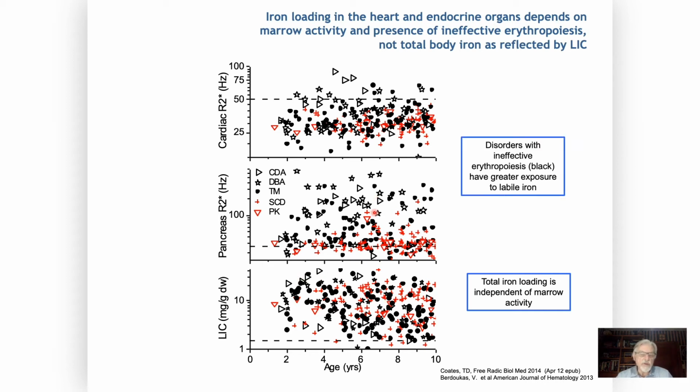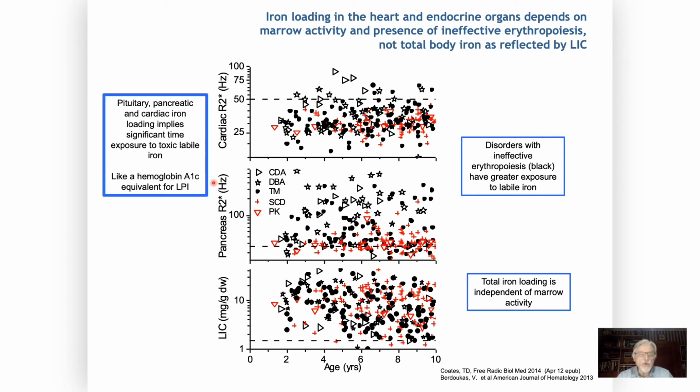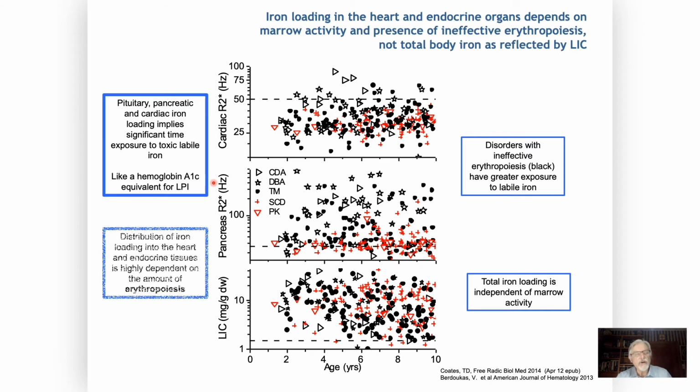You can see the liver loads the same for both groups, but when you look at the pancreas and heart, the sickle cell patients don't load at all with the effective bone marrows, but the patients that have ineffective erythropoiesis have substantial loading into their endocrine organs, their pancreas, and substantial loading into their heart. So where the iron goes depends upon the bone marrow activity. If you have iron in your pancreas, if you have iron in your heart, it means you've had prolonged exposure to circulating non-transferrin bound iron.